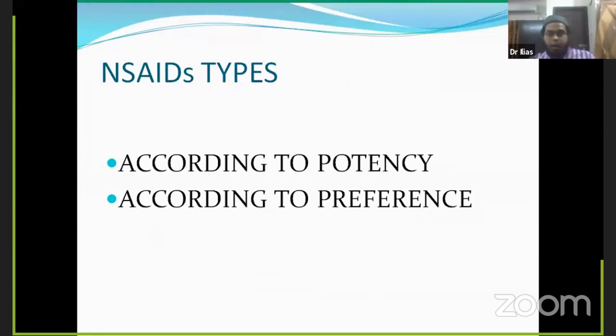Okay. Up to this. But from now on, the concerns about NSAIDs that are much more related to our department are the NSAID types according to potency and according to preference. What is the meaning of potency? You know it from your background knowledge. Potency means the strength of the NSAID. The more potent the anesthetic, the more the strength of the anesthetic, the more its activity to reduce pain then and there.